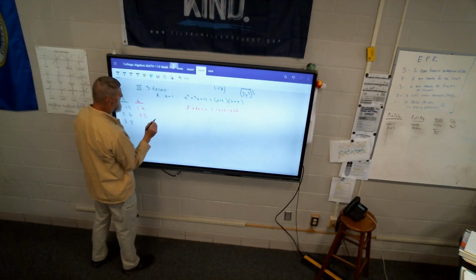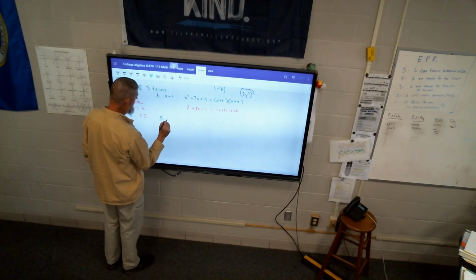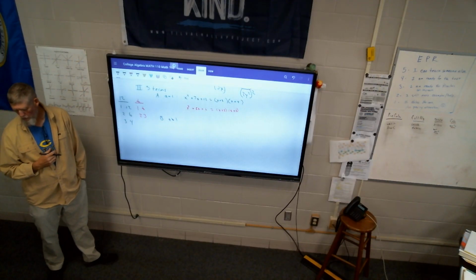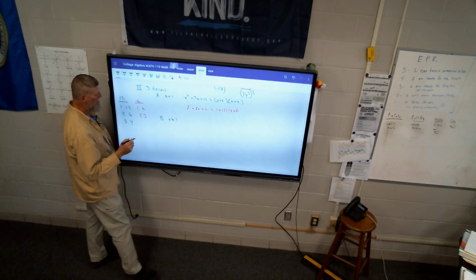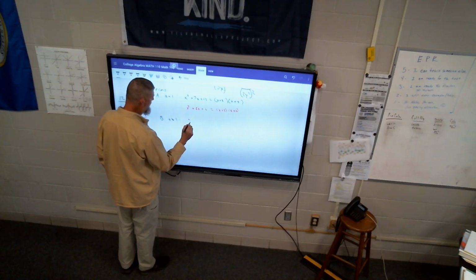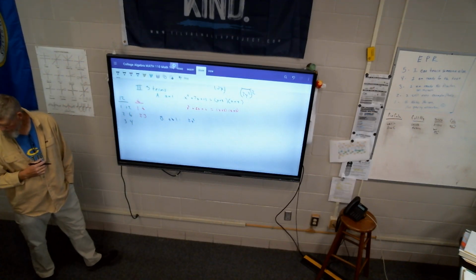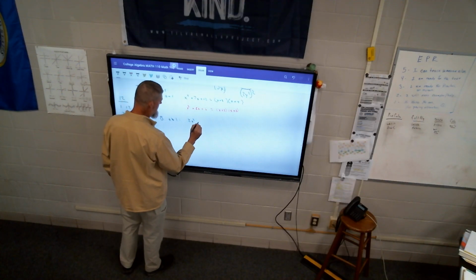Where we start running into problems is in letter B. I want to spend a little more time on this. We may have to go into next time. But that's where A does not equal 1. Where A is something else other than 1. So like 2x squared plus 5x minus 3.